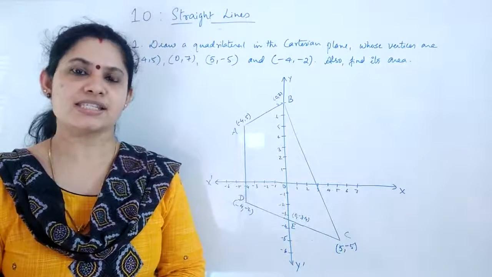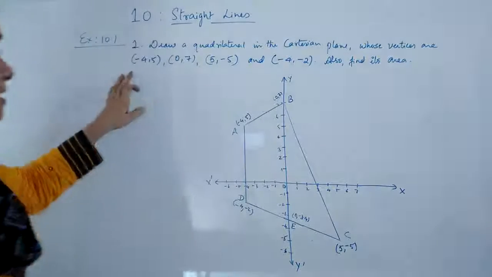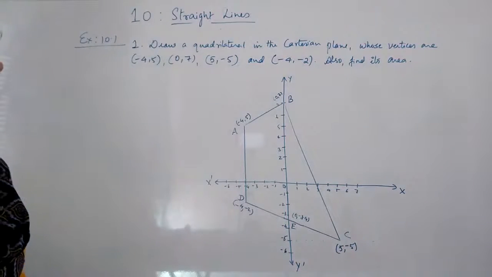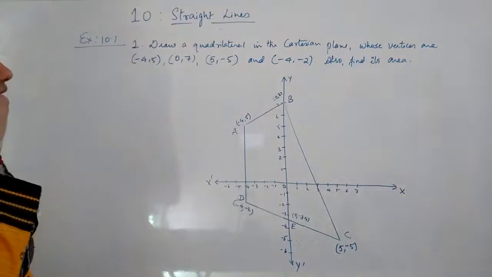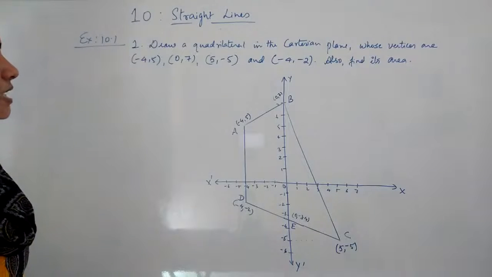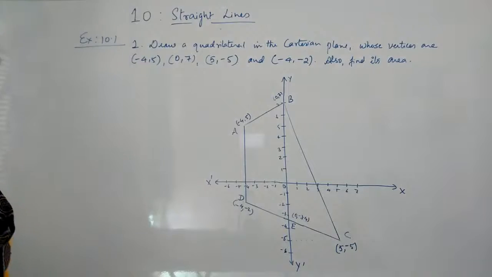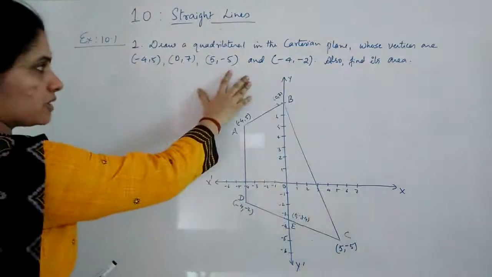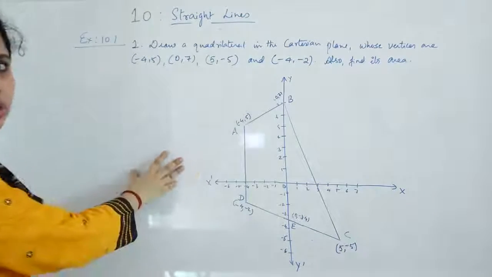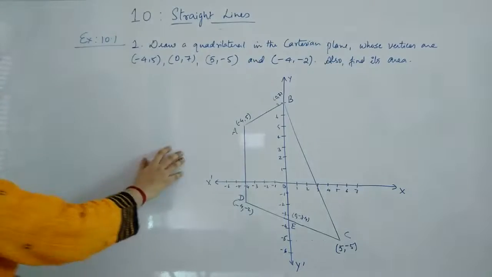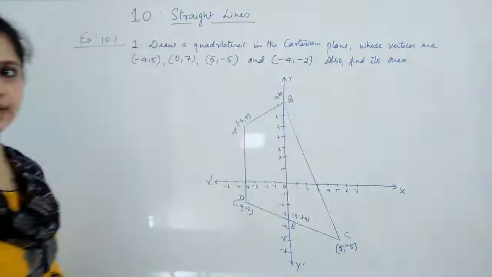Starting with exercise 10.1, the first question is, draw a quadrilateral in the Cartesian plane whose vertices are (-4, 5), (0, 7), (5, -5) and (-4, -2). These are the 4 points given for the quadrilateral. You have to draw it on the graph and you have to find out its area also.